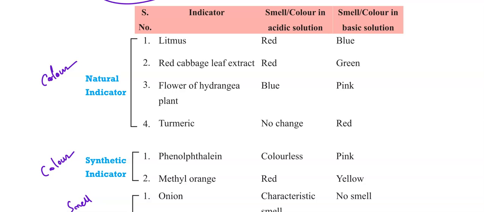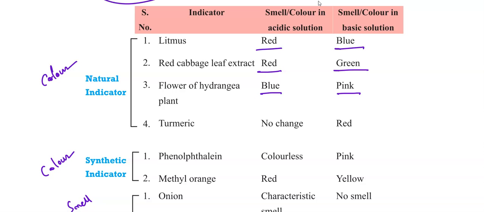Understood? Good. Now as you can see, if it is litmus, if the solution is acidic, then it changes into red color. If the given solution is base, then it changes to blue color. Red cabbage leaf extract, if it is acid, red. If it is base, it shows green color. Remember, it shows green color because it is modified. Just remember the names of this. If flower of hydrangea plant, if it is acid, it shows blue color. If it is base, it shows pink color.